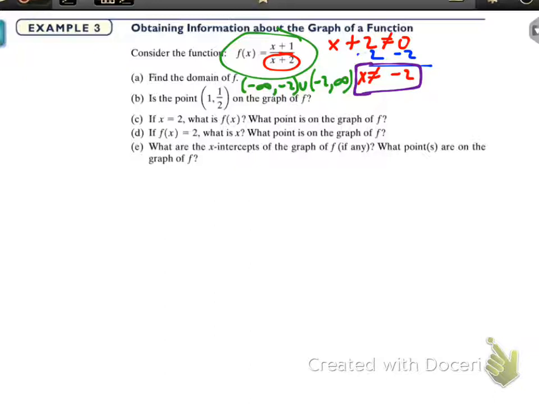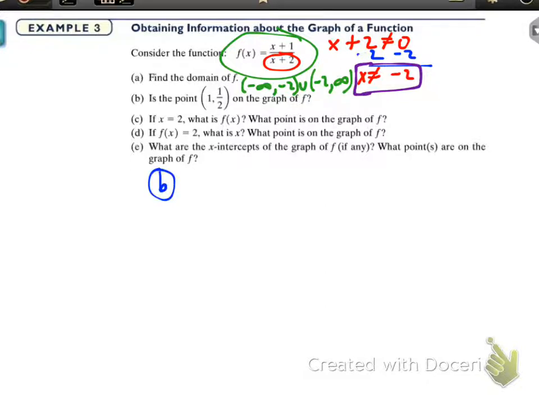So part B: is the point (1, 1/2) on the graph of f? Some of you might know how to do that. Some of you might be looking at this, wondering how you would know, since you don't see the graph. Well, keep in mind, in the last video we talked about how if a point is on the graph, it means that the x and the y satisfy the equation. So for part B, I'll do that down here.